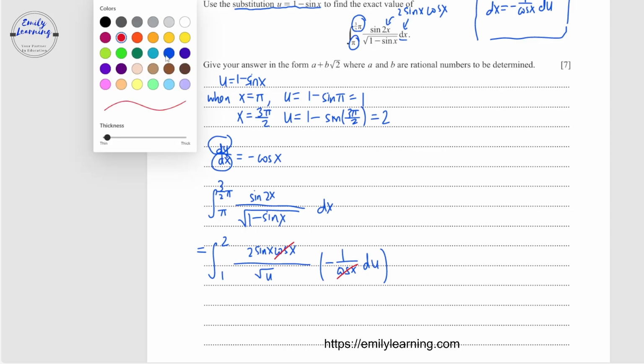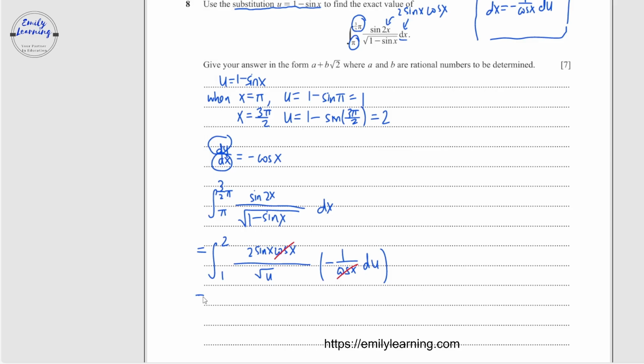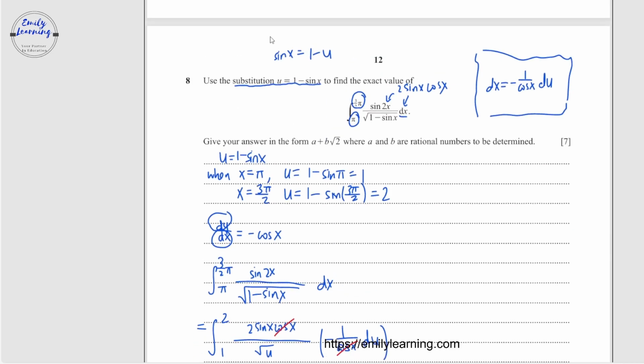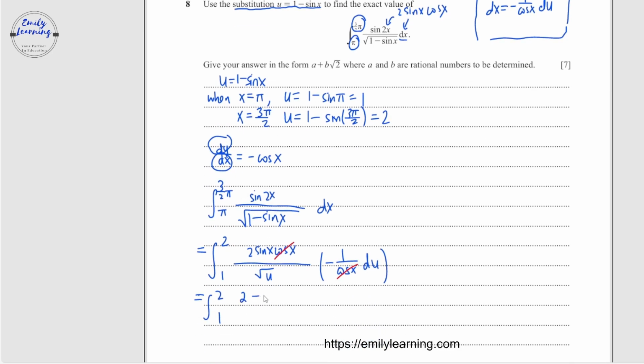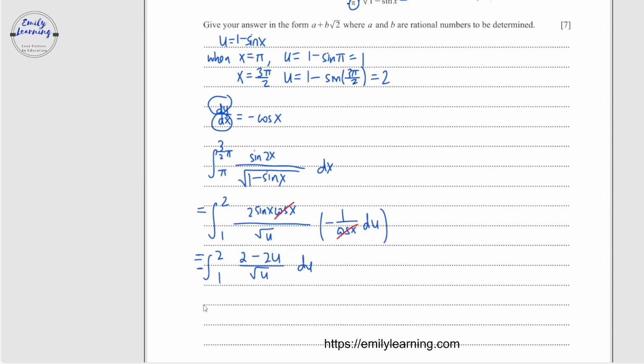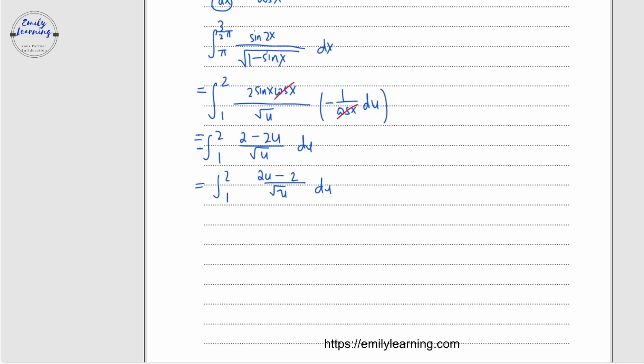Once we have done this, we know that we can change this 2 sine x. Sine x is 1 minus u, so 2 sine x is 2 minus 2u. So it has 2 minus 2u over root u. Then there's a negative sign, let's put it outside, du. Because there's a negative sign, I can also change this to 2u minus 2 over root u. But I cannot integrate with the quotient rule. So what do I do? Well, I need to split it into two terms, right?